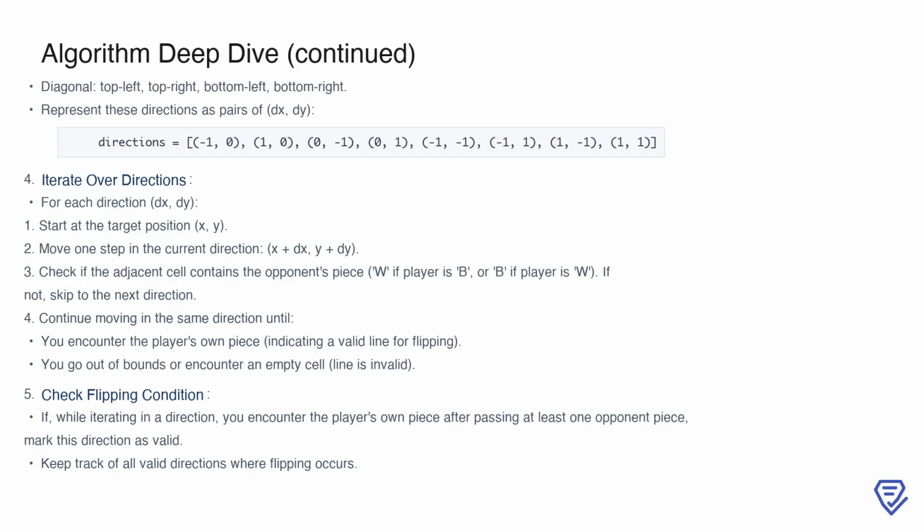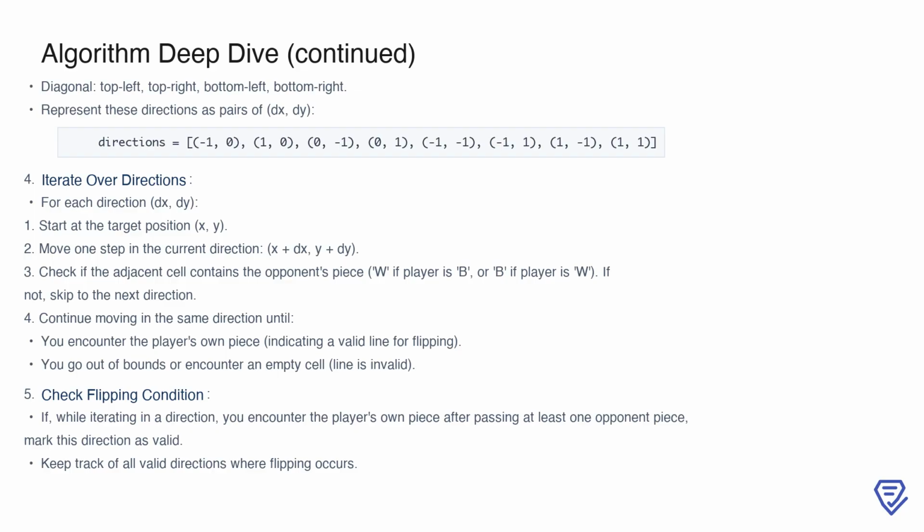Next, we iterate over each of these directions to evaluate whether the move is legal. For each direction, we start at the target position, X, Y, and move step by step in the current direction. First, we check if the adjacent cell contains the opponent's piece. If it doesn't, we can immediately skip this direction.